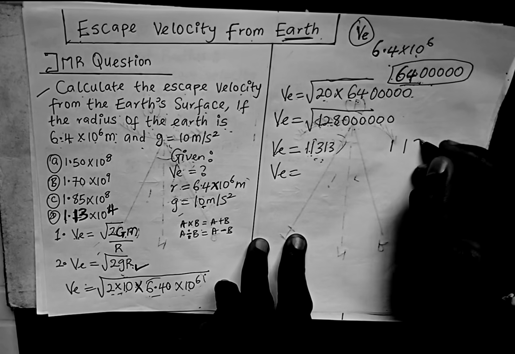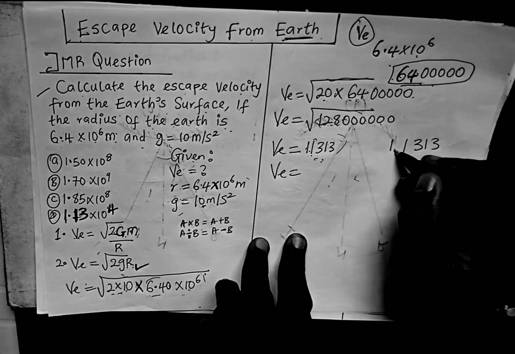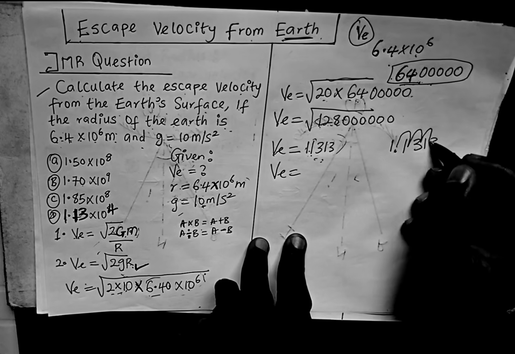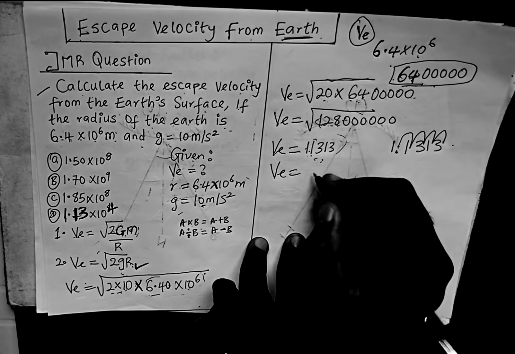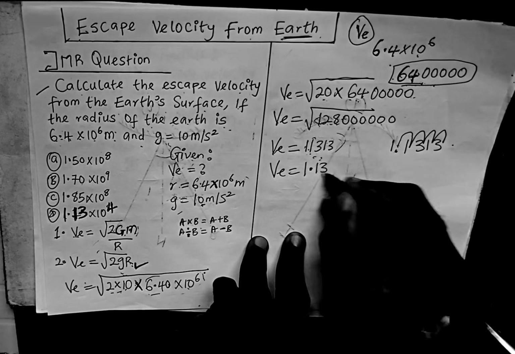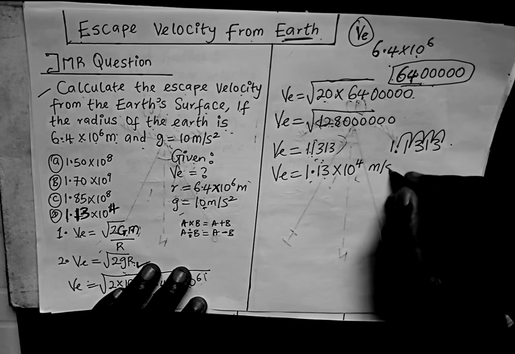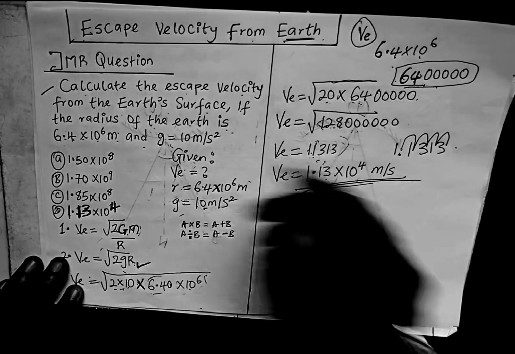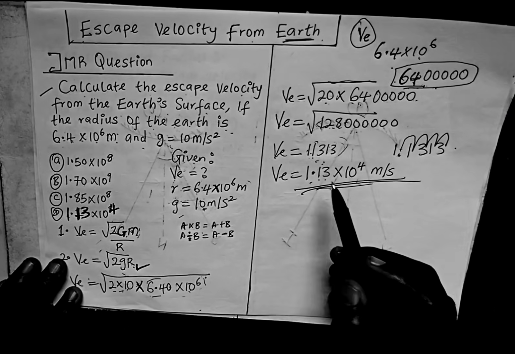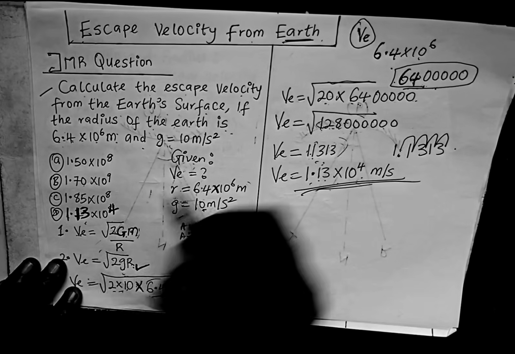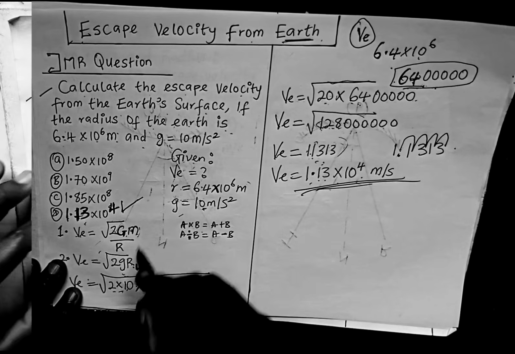See, now I show you: 1 1 3 1 3. If you put the dot here and count, 1 2 3 4, it will be raised to power 4. So we'll get 1.13, that's 3 significant figures, times 10 raised to power 4 meter per second. This is not the final answer, so we'll look at the options. Among the options, where is 1.13 times 10 raised to power 4? See here, option D. Option D is correct. So that's the escape velocity.